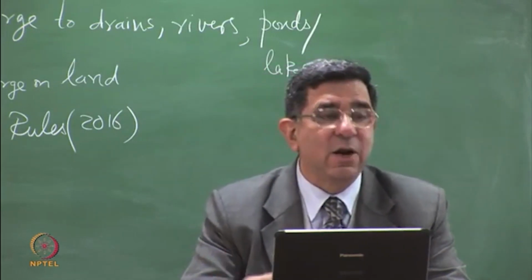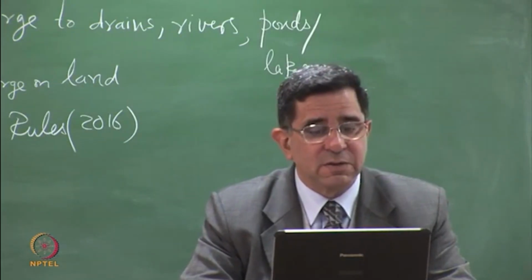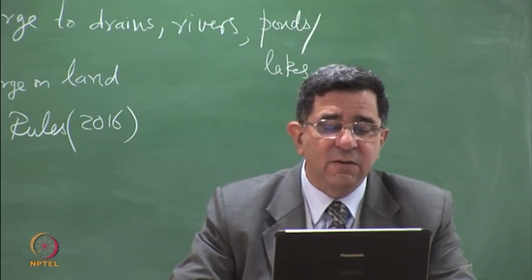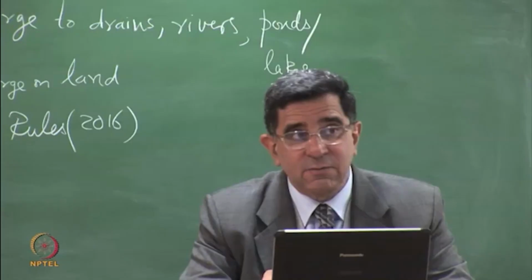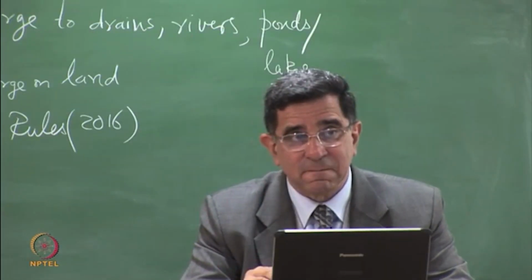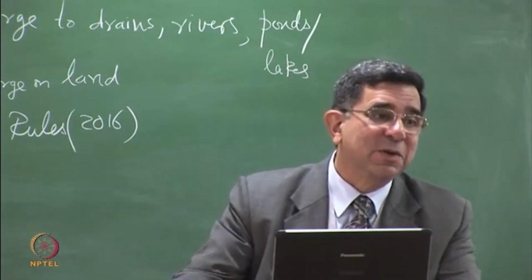That's just an accelerated test of how much total heavy metals, leachable heavy metals, can come out from the waste. So here also you can do an acidified water percolation test. But the secret, and this is not written in most of the textbooks, is that if you have an old waste dump nearby, what you are trying to simulate in the lab is already happening in the waste dump.